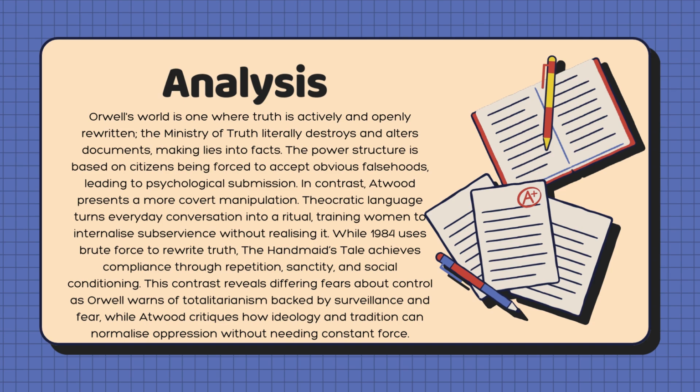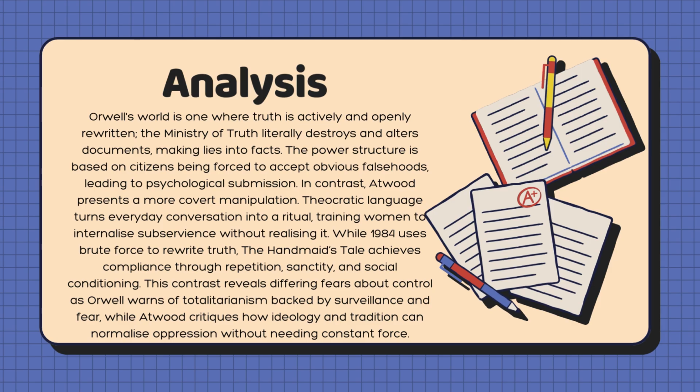Up next is our analysis. This should be the longest part, so let's have a read. Orwell's world is one where truth is actively and openly rewritten. The Ministry of Truth literally destroys and alters documents, making lies into facts. The power structure is based on citizens being forced to accept obvious falsehoods, leading to psychological submission. In contrast, Atwood presents a more covert manipulation. Theocratic language turns everyday conversation into a ritual, training women to internalize subservience without realizing it.